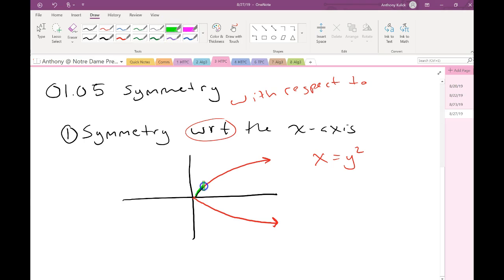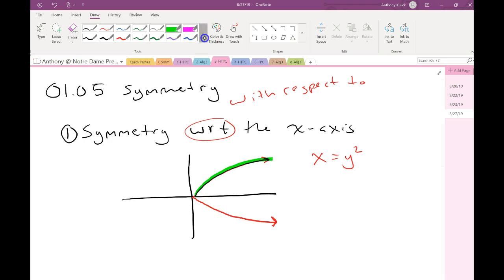Because if I take one side of the x-axis and reflect it, it would lie exactly on the other half of the graph. So if I reflect the one half across the x-axis, I would get exactly the other half of my graph. Everybody's okay with that? It's basically a mirror image, right? Where the x-axis is my mirror.